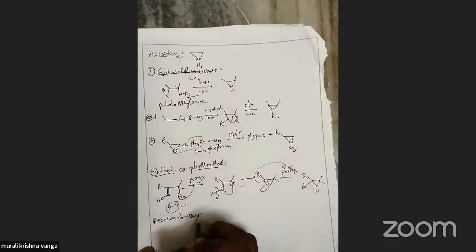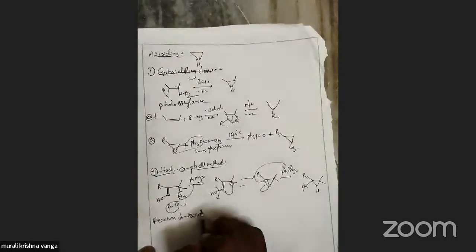Next, reactions of aziridines. In general, three-membered rings are highly unstable. Here a more electronegative nitrogen atom is there, therefore this ring is even more unstable. Therefore, when a nucleophile attacks a carbon atom, the ring opens towards the nitrogen atom side.